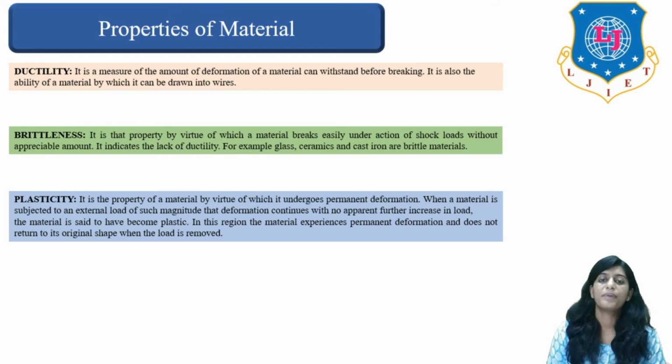The next property is plasticity. So what do we mean by the word plasticity? It is the property of a material by virtue of which it will undergo permanent deformation, right? When a material is subjected to an external load of such magnitude that deformation continues with no apparent further increase in load, the material is said to have become plastic.